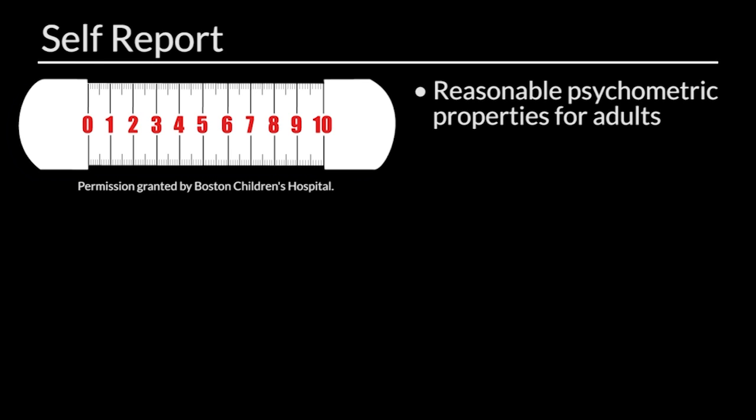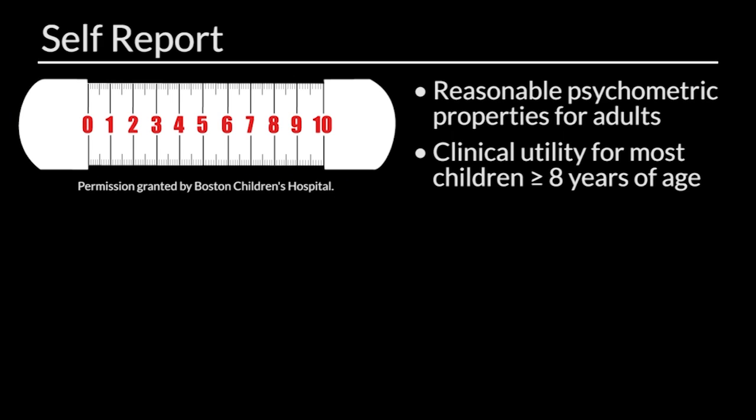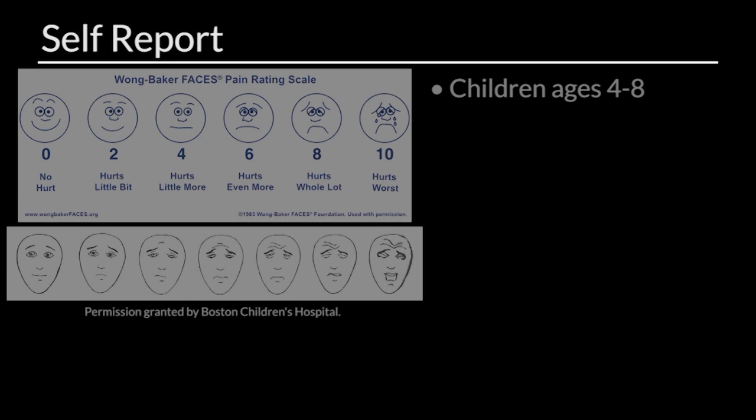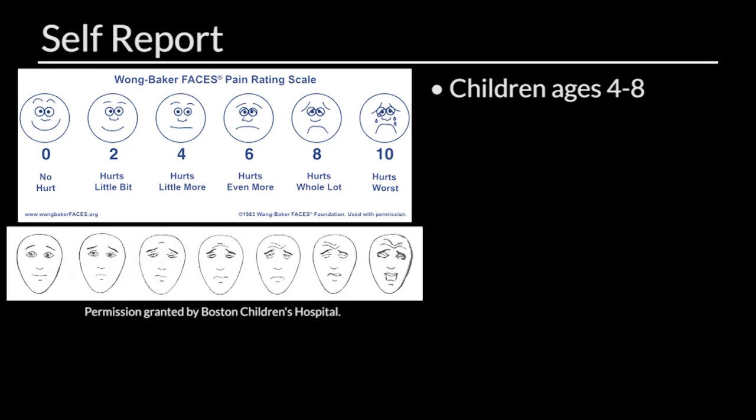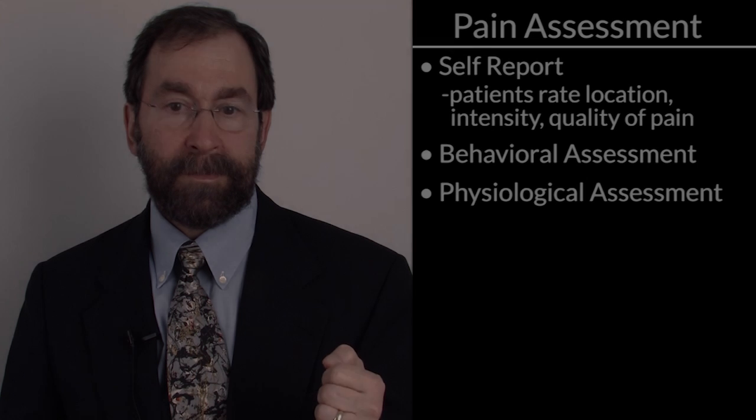These scales have reasonable psychometric properties for adults with acute pain and for pain due to cancer, and they have good clinical utility for most typically developing children and adolescents from about the age of 8 and older. For children ages 4 to 8, there are a number of self-report tools based on presenting the child with a series of faces and asking them to rate which one is like how they feel.